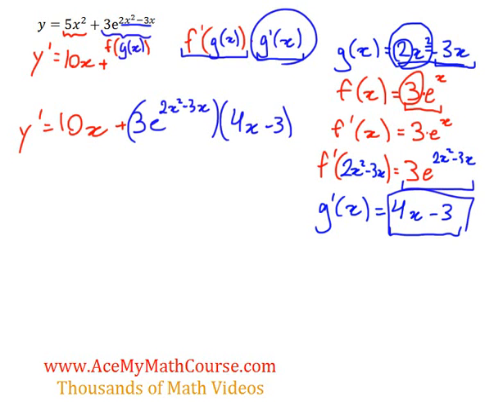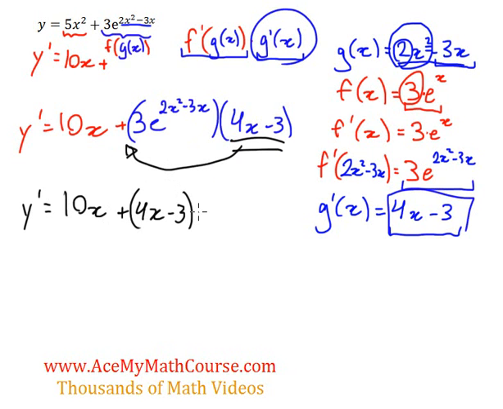Wow, okay, so let me just rewrite everything. I'm going to put this in front, actually. In front of the 3e to the power of g of x. That's in brackets, of course. That's 3e to the power of 2x squared minus 3x. And that's it. That is y prime, what we set out to look for.